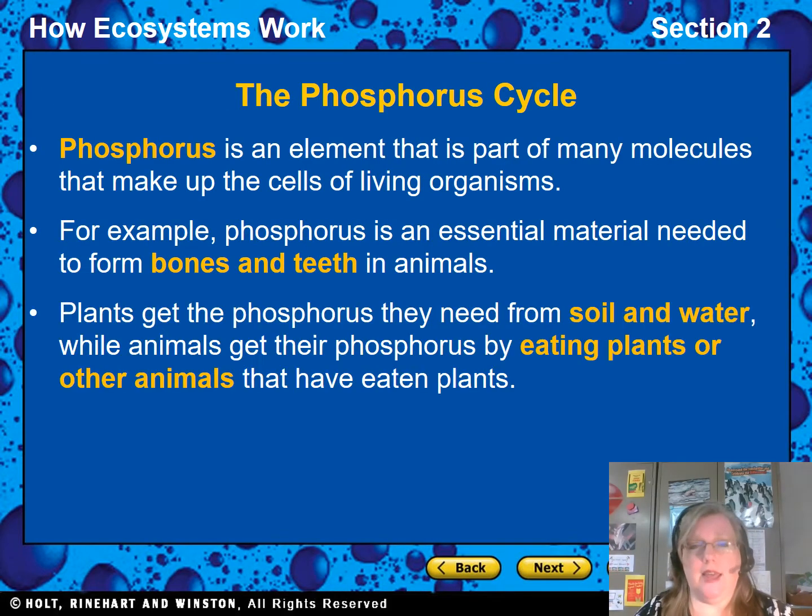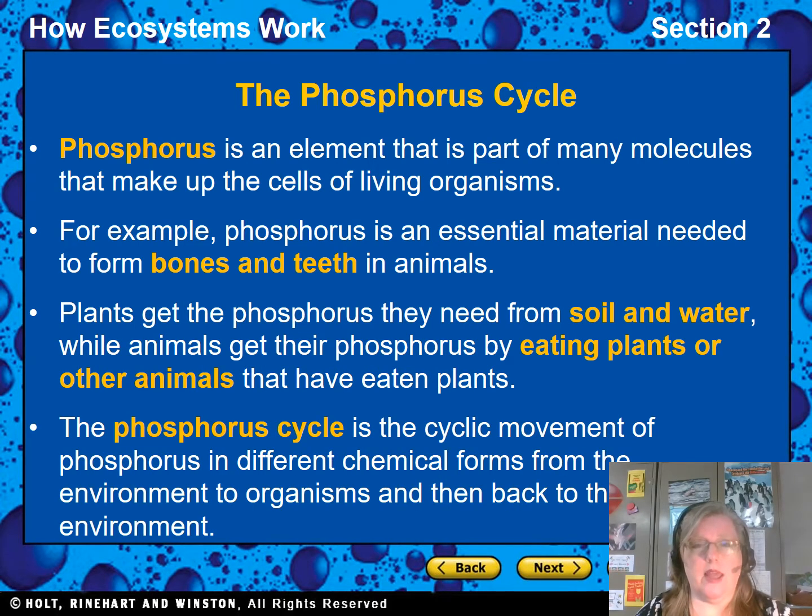Phosphorus cycle is next. I don't think there's a picture on this one. Okay, so the phosphorus cycle. Phosphorus is an element that is part of many molecules that make up the cells of living things. Bones and teeth, muscles, and the chemicals in your body that make your brain and your muscles work. Really important for those. So plants are going to get the phosphorus they need from the soil and the water, while animals get the phosphorus from eating the plants or other animals that have eaten the plants.